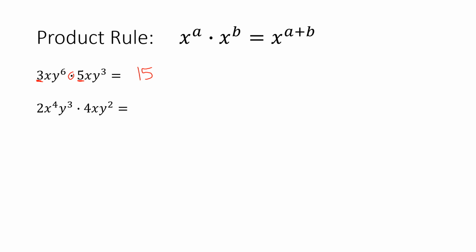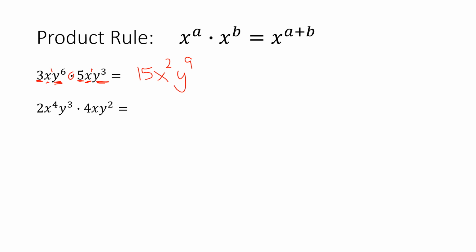Now deal with the x's. X times x is x squared because you have one x here and one x here. And then the y's, y to the 6th power times y to the 3rd power would be y to the 9th power because 6 plus 3 is 9. And on a multiplication problem, you add the exponents.